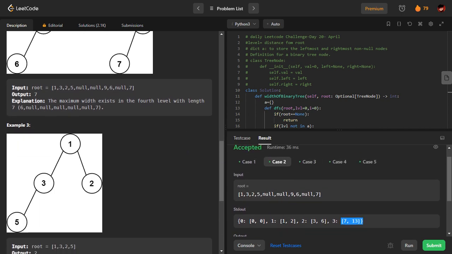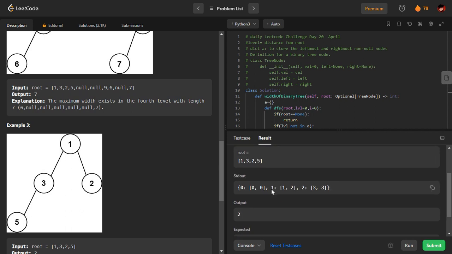Now coming to example 3. Yeah, you can see along level 0, both leftmost and rightmost nodes are the same, so it is 0. You can clearly see here. Okay. Coming to level 1, it's as usual. It is 0, so its children will be 1 and 2, right? So the leftmost node is 1 and the rightmost node is 2.